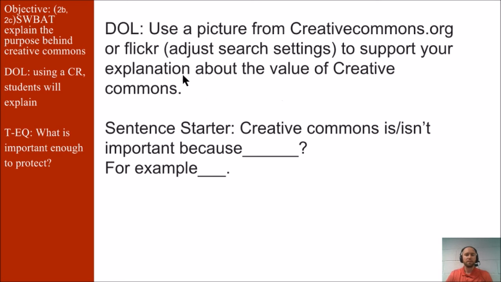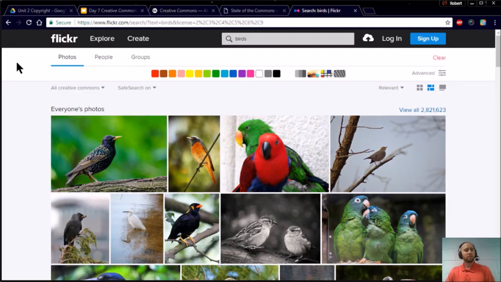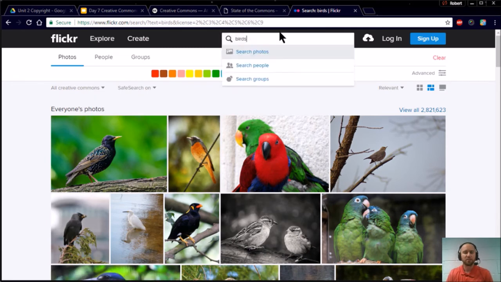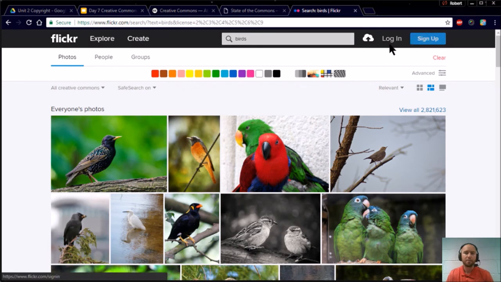To support your explanation about the value of Creative Commons. You can use sentence starters with the picture to say something like this. Creative Commons is or isn't important because of blank, for example, blank. So when you type in Flickr, right away on the home page it'll ask you to sign in, but you could bypass that just by going to the search bar and searching for whatever. So you don't have to log in or sign up.